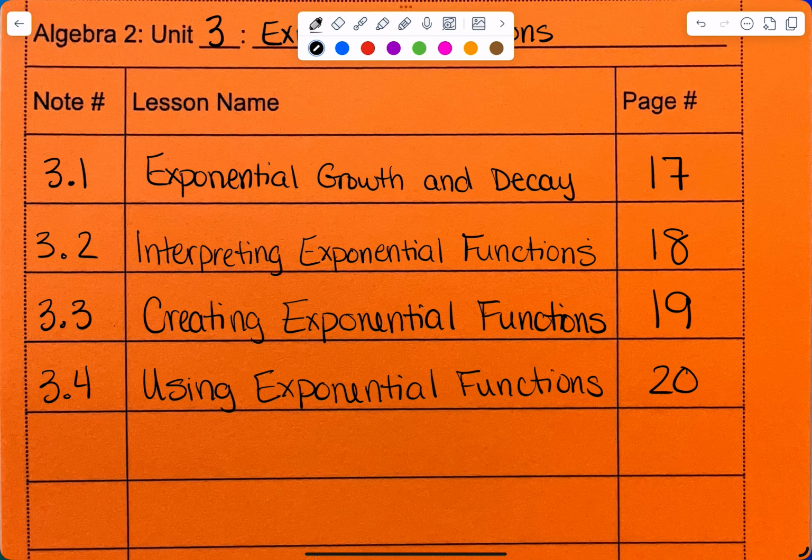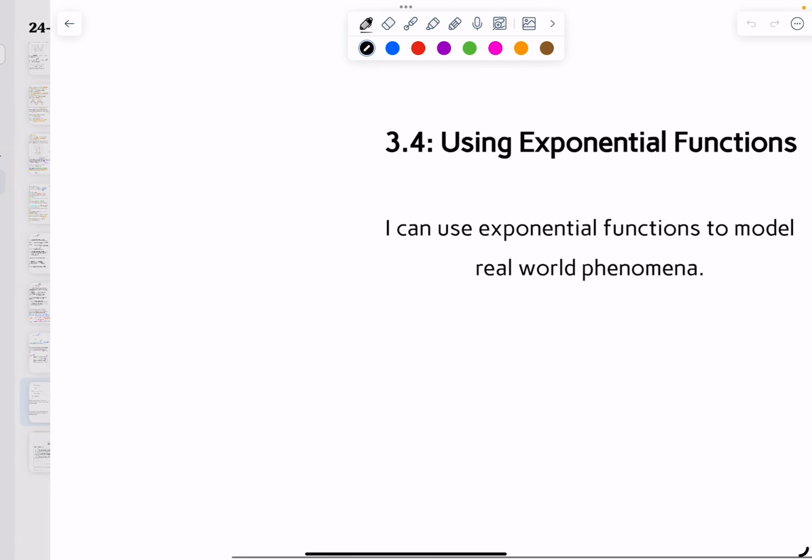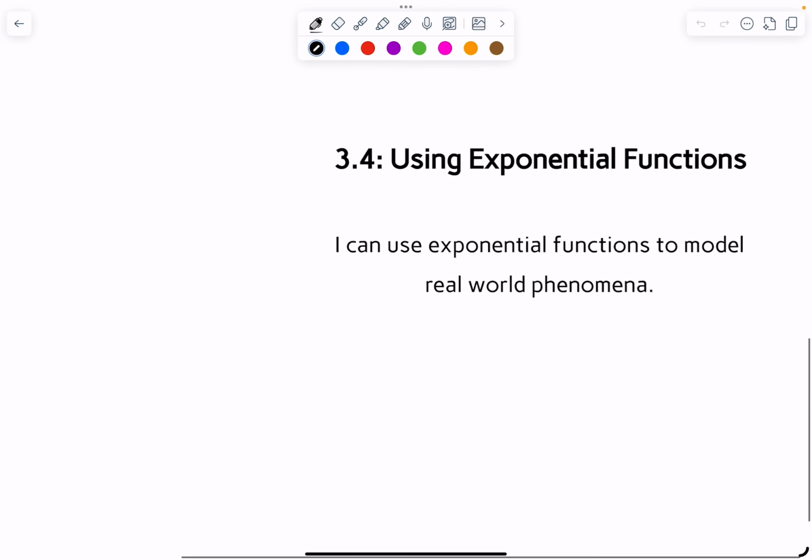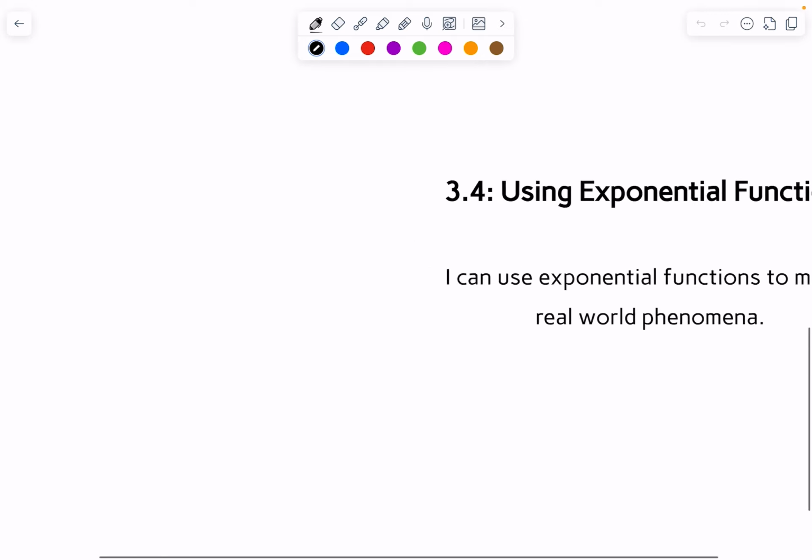So I'm going to leave that up. And heading back over here into our 3.4 notes. So this is our using exponential functions. If you're in my class right now, this is the last lesson within this learning target: I can use exponential functions to model real-world phenomena. So let's take a look.